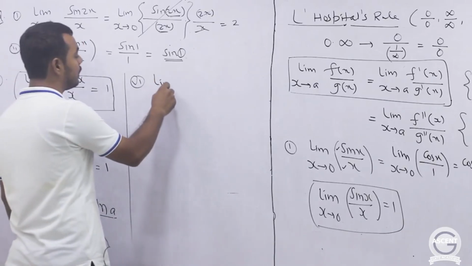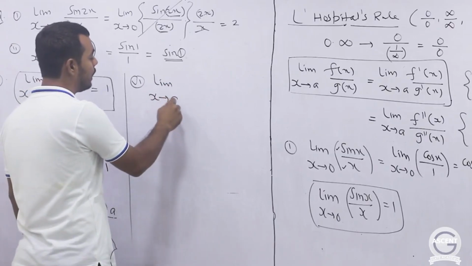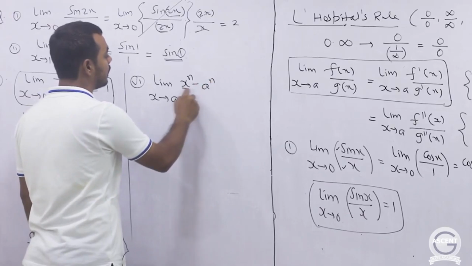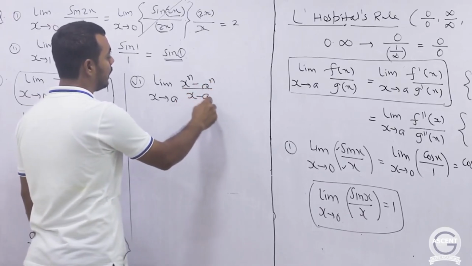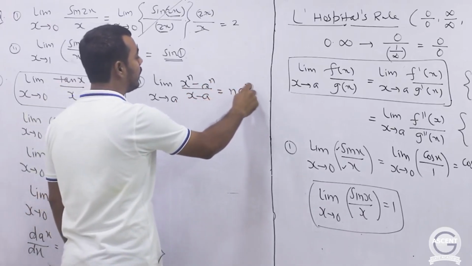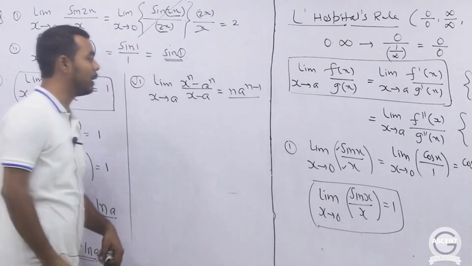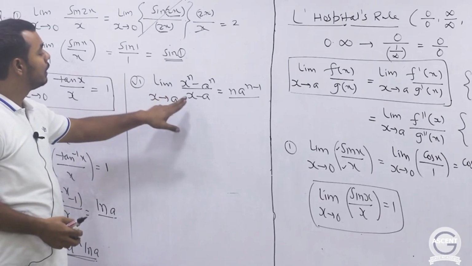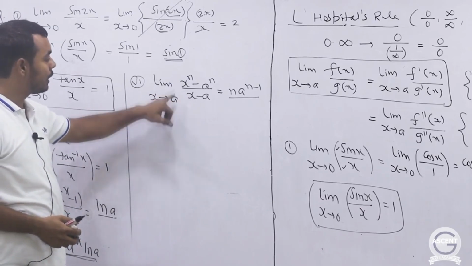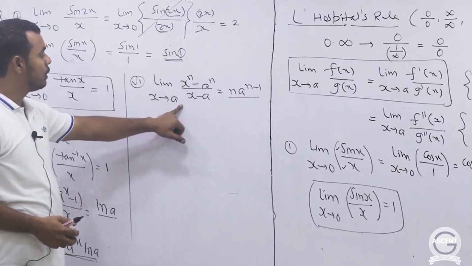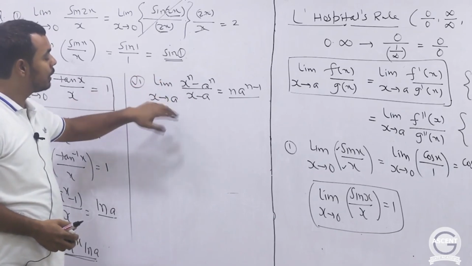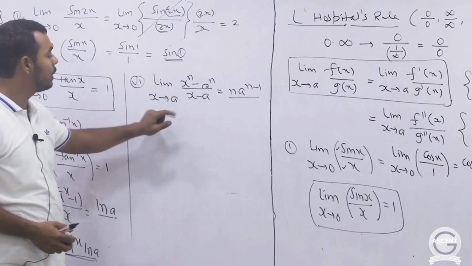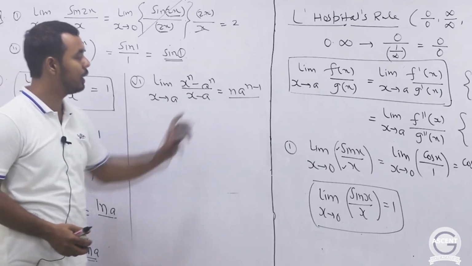And the last one that you need to know is limit x tending to a x to the power n minus a to the power n by x minus a. So this will be n a to the power n minus 1. Again applying L'Hopital's rule, differentiate the numerator and the denominator separately. Here you will get n x to the power n minus 1, here you will get 1. If you place x equals a, you will get this formula.